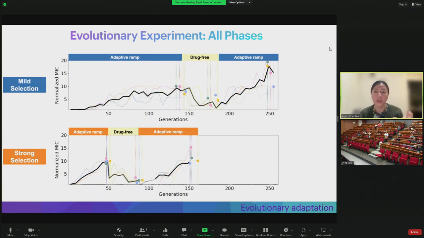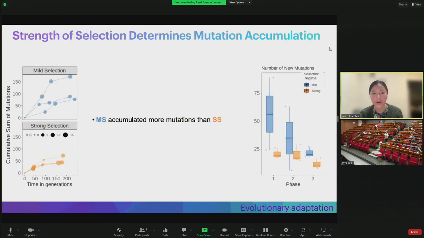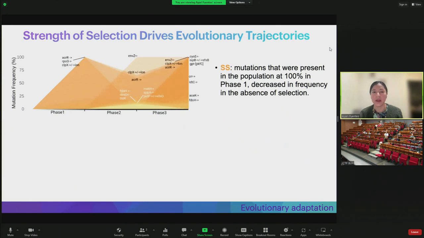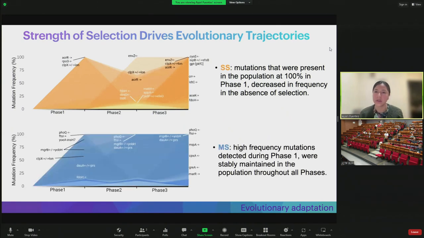The difference between them is just phase one, in terms of the length of the experiment. And now we see more accumulated mutations in the mild selection. If we do the whole gene sequencing and compare the first phase, the second phase, and the third phase, for the strong selection we see mutations in 100% of the population, but then they decrease, and then they go up again, but they are not necessarily the same mutations. For the third phase, the rate of adaptation is equally fast, but they are other mutations. They are not the same mutations as the first phase.